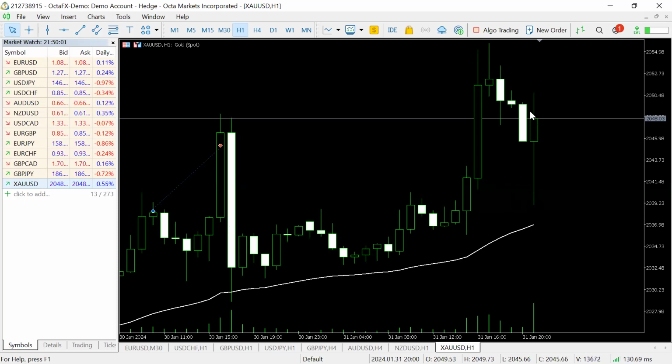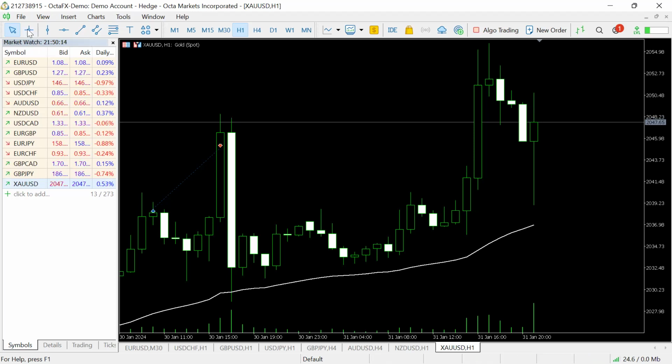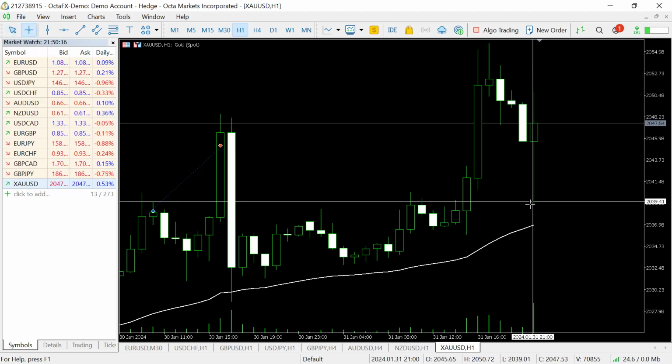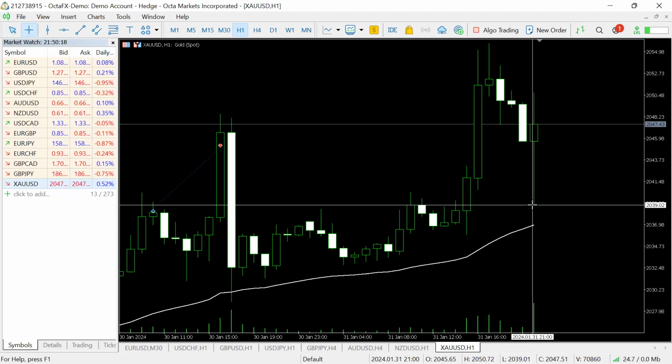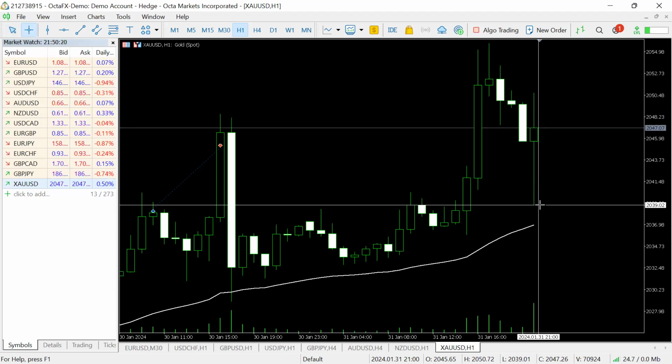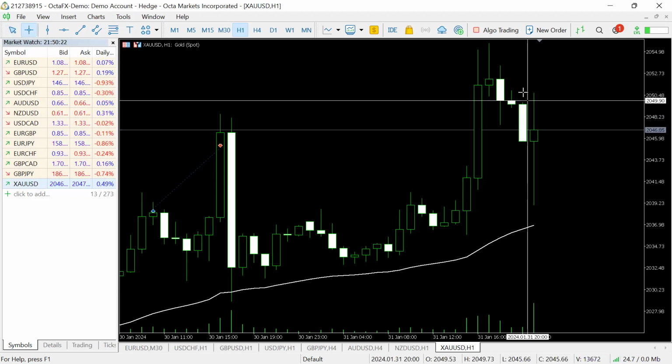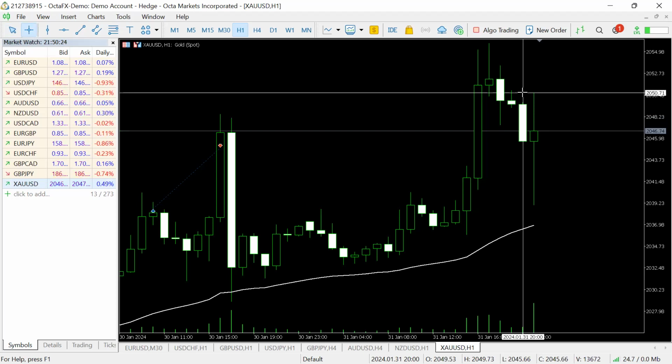So for this time frame, which is 1 hour, the highest point that price has gotten to is here, 2050. And the lowest point price has gone to is about 2039. So for each of the candles, high is the highest point for that time.